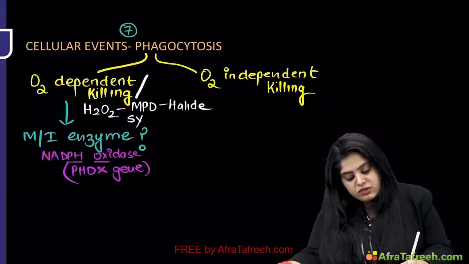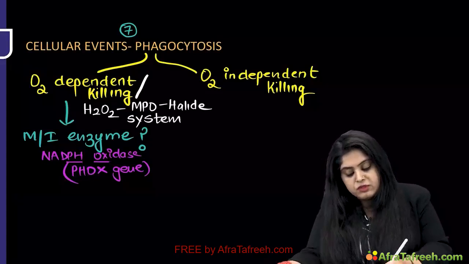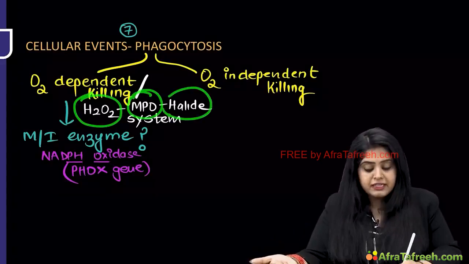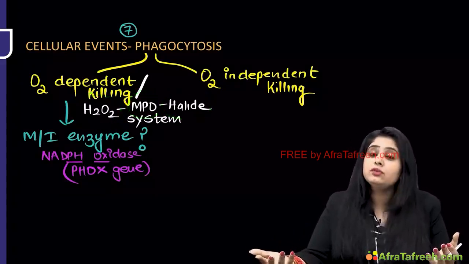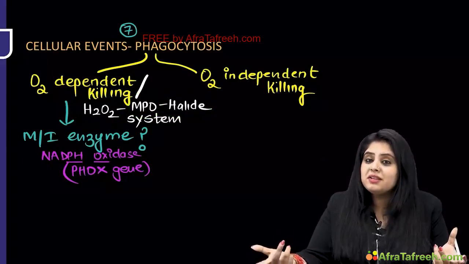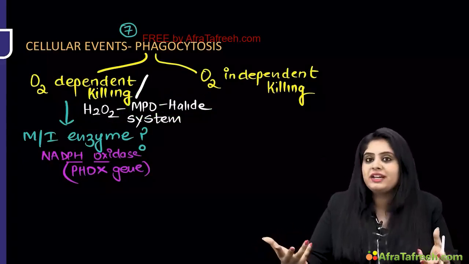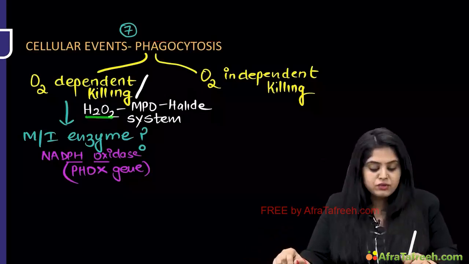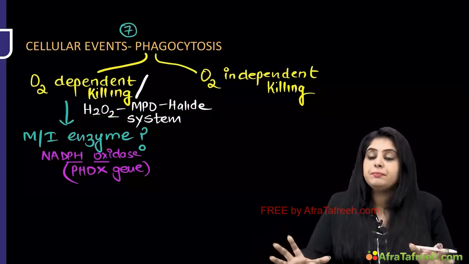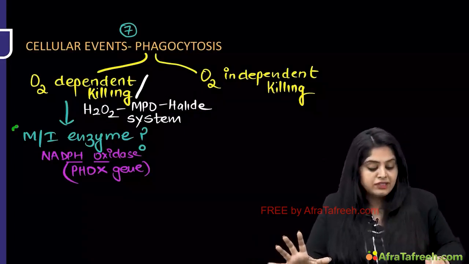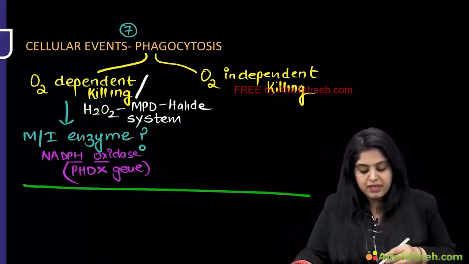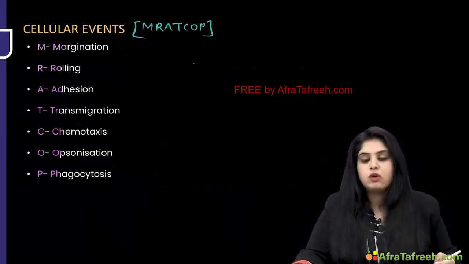This is known as the H2O2 MPO halide system, which means it needs H2O2, it needs MPO, that is myeloperoxidase, and it needs halide. Halide, go back to your school days, chemistry, periodic table. What was halide? Chloride and all, right? Chloride, bromide, iodide, that was the halide family. So I'm using H2O2, MPO and chloride to kill the bacteria. So it's known as the H2O2 MPO halide system. And which enzyme is initiating this? It is NADPH oxidase.